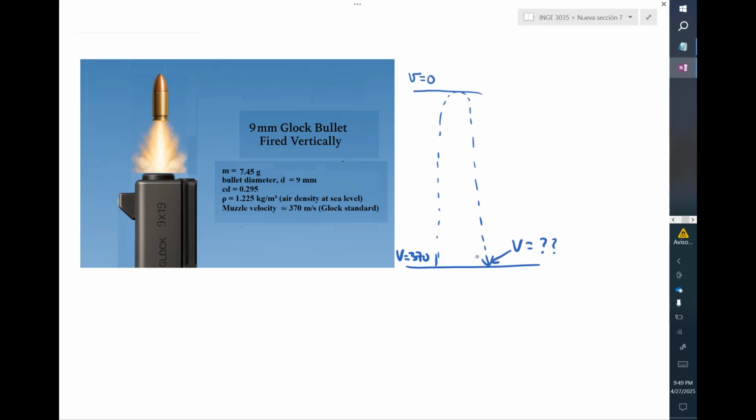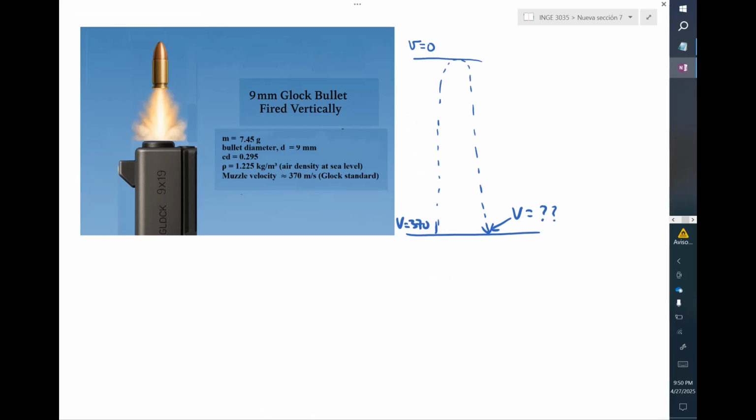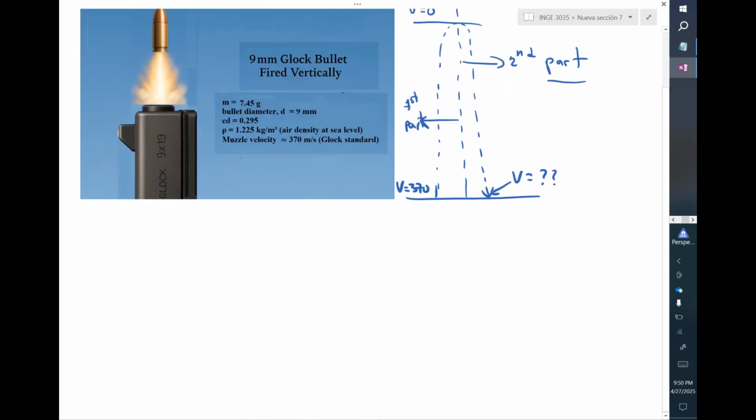Now, you can work this problem, and I would say there are several strategies. The one that I found easier, if we're going to consider drag, is to do it in two parts. The first part will be the bullet going up. I will call this the first part, and then the bullet coming down, I will call that the second part. And that's the idea.